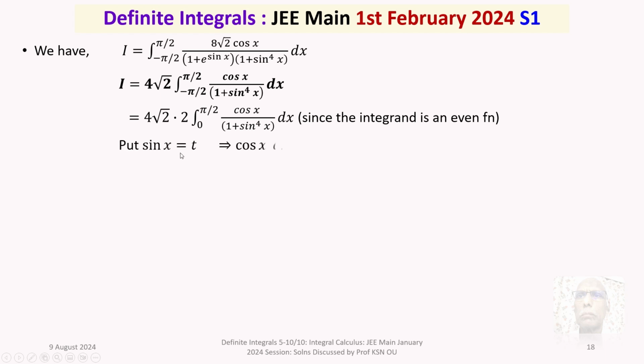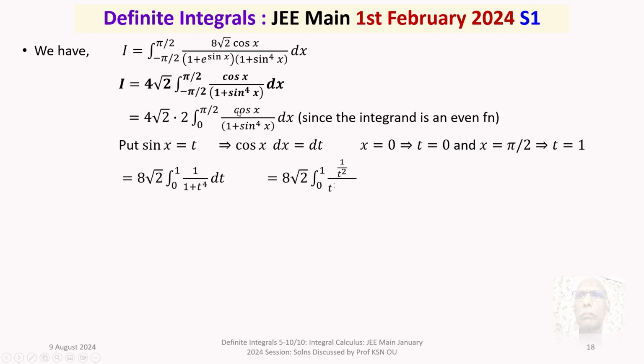And now sin x is equal to t, and differentiating, cos x dx is equal to dt, and the limits will change from 0 to pi by 2, to t is equal to 0 to 1. That will be equal to 8 root 2 integral 0 to 1, cos x dx is dt, by 1 plus t to the power of 4. Divide both numerator and denominator by t square. Then you will get integral 0 to 1, 1 by t square plus 1 by t square.